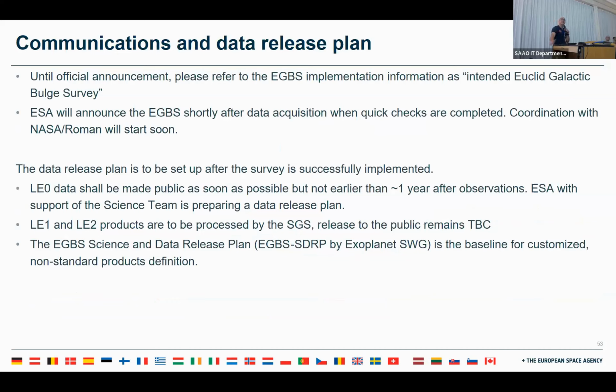About the communication, there is no official announcement yet of the EGPS.